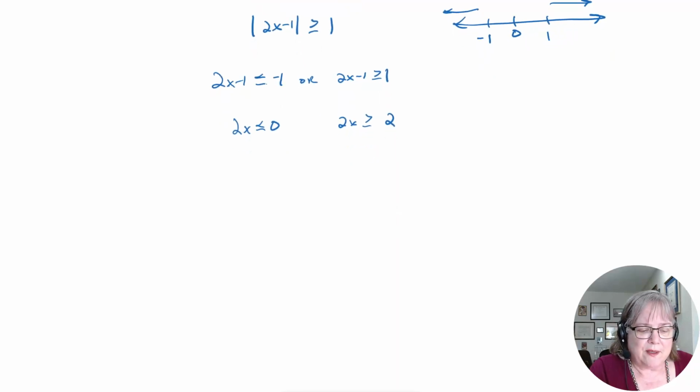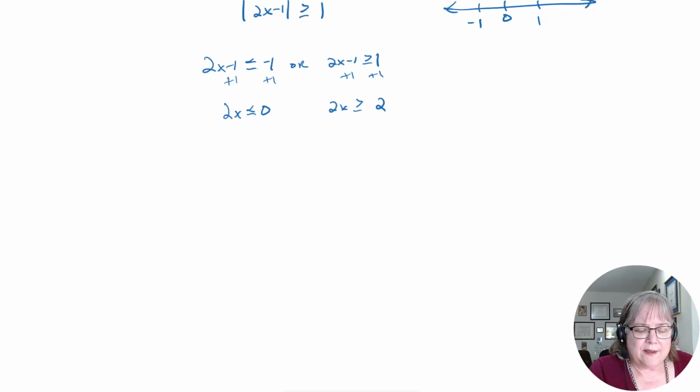Because we added 1 to both sides to get rid of this one, right? Now I want to know what x is. I don't want to know what 2x's are. So I divide both sides by 2. 0 over 2, 0 over anything is 0. So this is 0. Divide both sides by 2. 2 over 2 is 1.